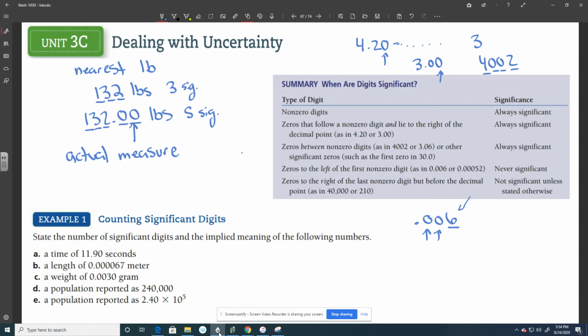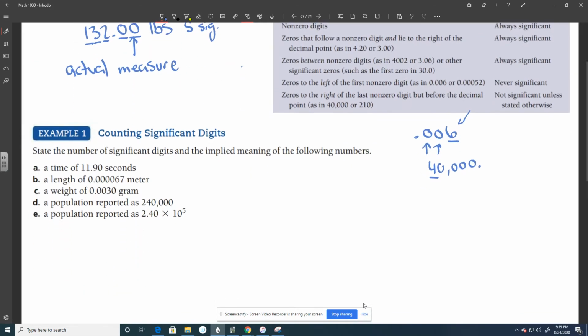All right. And then zeros to the right of the last non-zero are not significant. So for example, if I were to say 40,000, again, there's only 1 significant digit. These zeros are just placeholders telling me where my decimal is, but there's only 1 significant digit in this problem. All right. So here's a few examples.